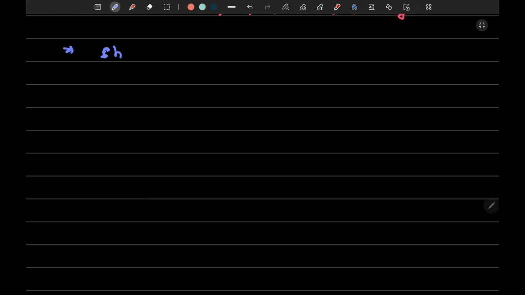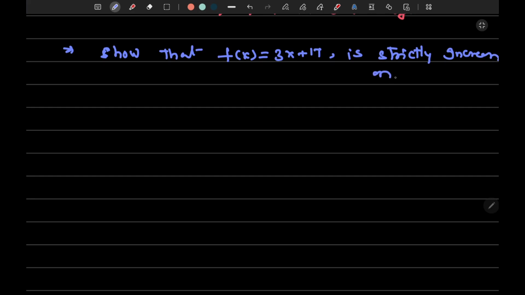See the question. Show that f of x given by 3x plus 17 is strictly increasing on R. They're asking to prove that it is strictly increasing on R. I can do two methods. Method 1. What is method 1?